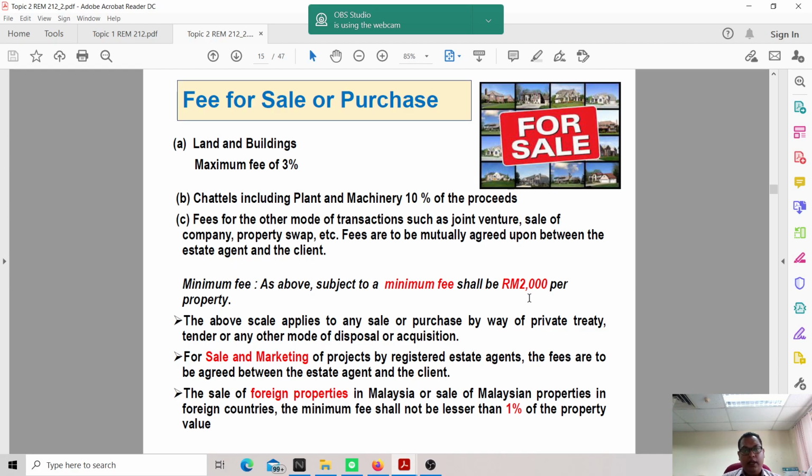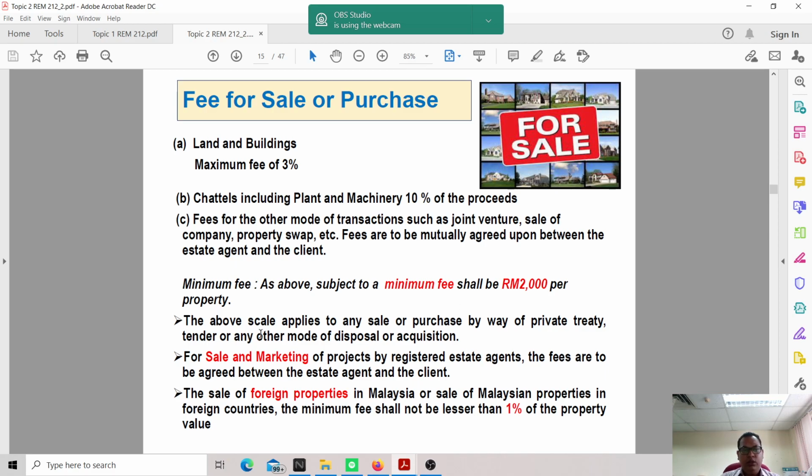per property. Let's say you are selling a low cost apartment at 30,000 ringgit, then the minimum fee shall be 2,000 ringgit. So if you just take the 3%, how much are you going to get from 30,000 ringgit? I think you will get only 900 ringgit. So it's not possible for us to conduct the transaction. It's just going to be a waste of time and also energy. So therefore the board already imposed a minimum of 2,000.